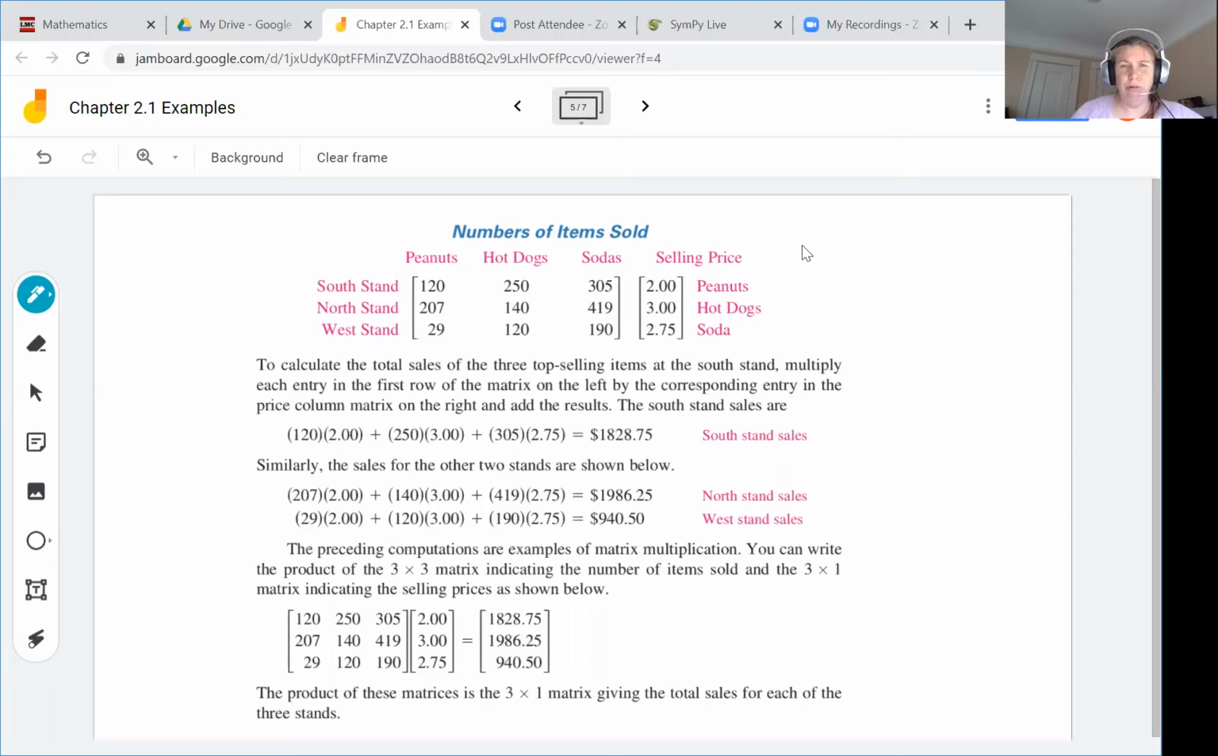So to figure out how much the south stand is selling worth of peanuts, we take the 120 and we multiply it by the $2 because peanuts sell for $2. And then to figure out how much the south stand is selling for hot dogs, we take the 250 hot dogs times $3 per hot dog. And for the sodas, we take 305 sodas multiplied by 275 per soda. So that's these calculations right here.